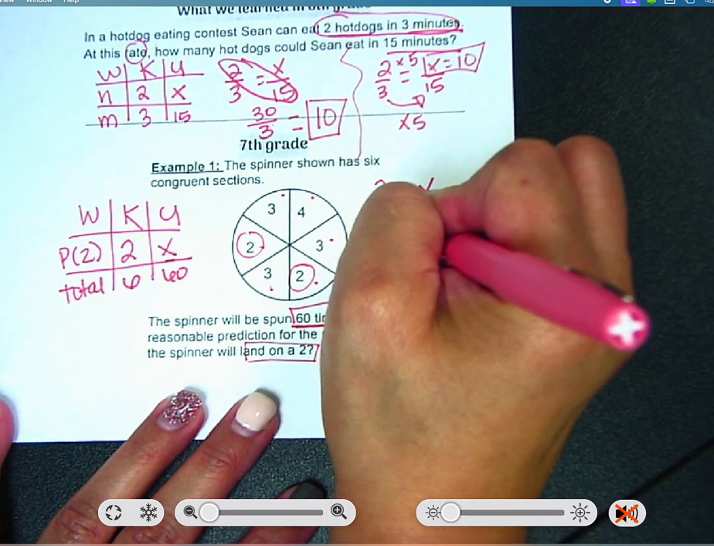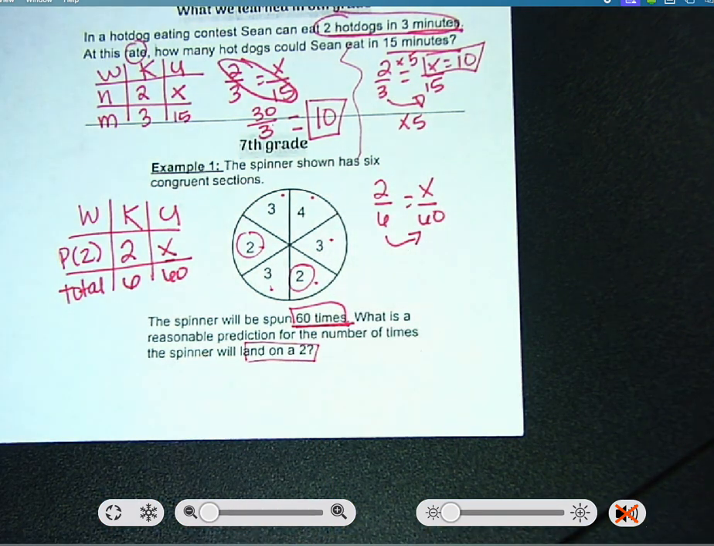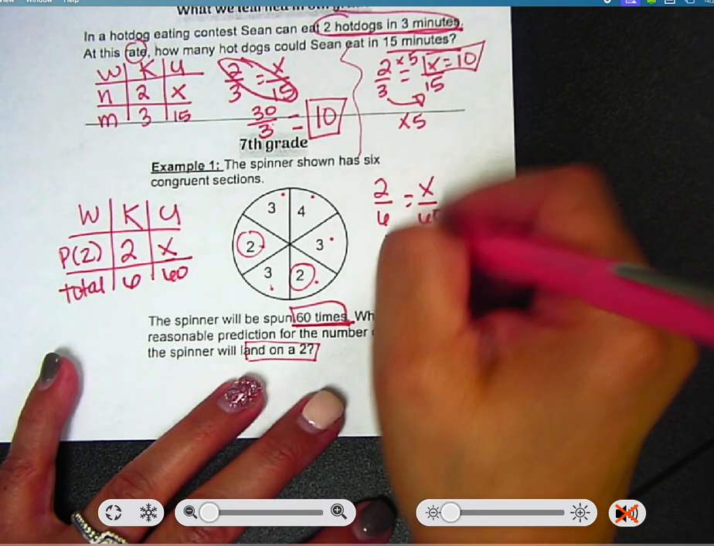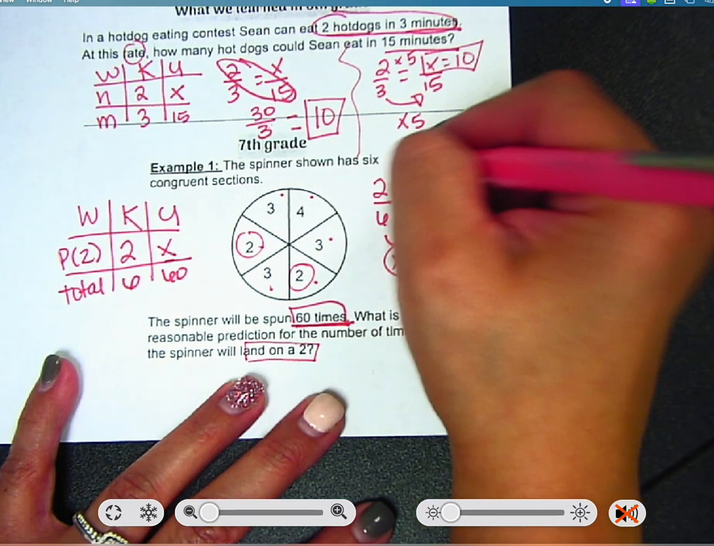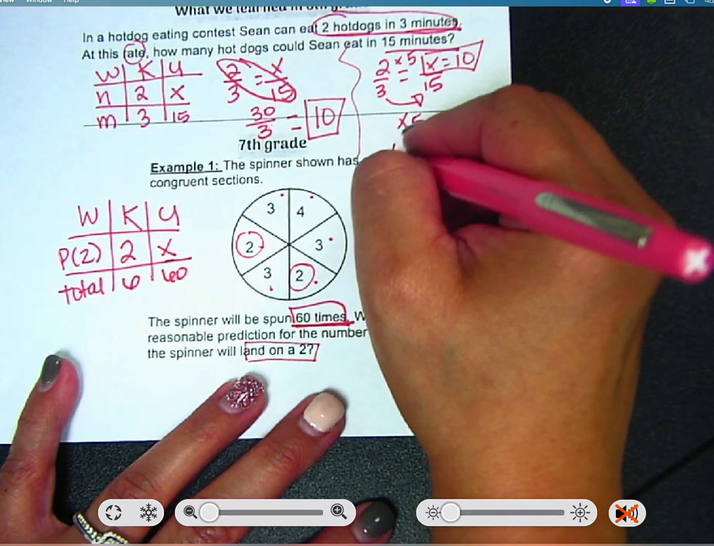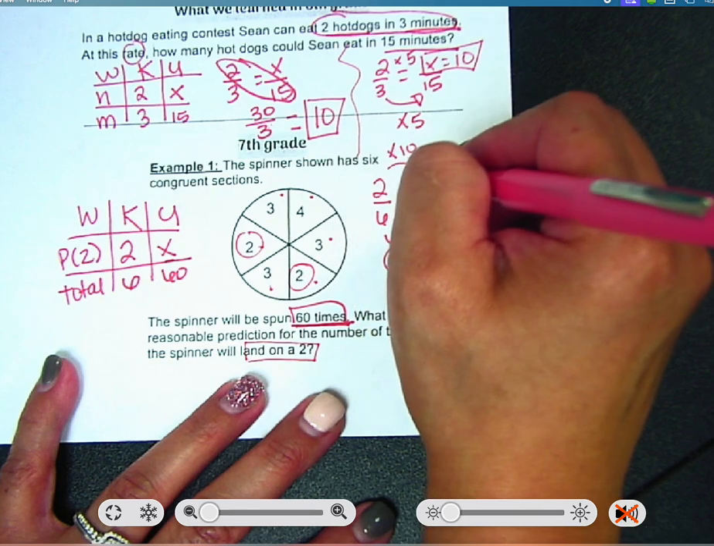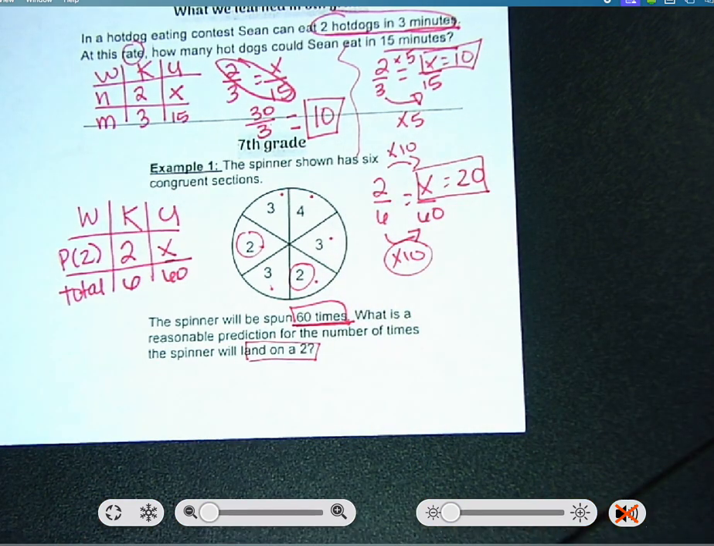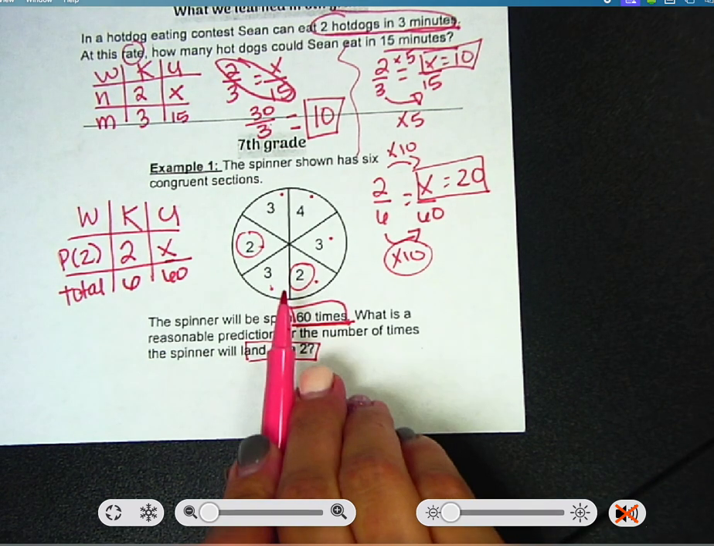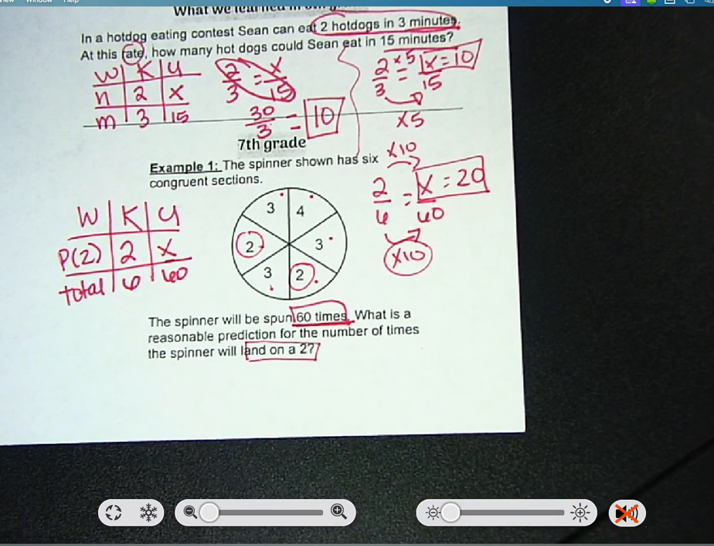The first thing I'm going to do to make it easier is see if I can do 6 times something to get me to 60. Well, I know that 6 times 10 got me to 60. So what I do to the bottom, I could do to the top. So I'm going to do times 10. 2 times 10 is 20. So my x is 20. So I'm predicting that it's going to land on 2 about 20 times.